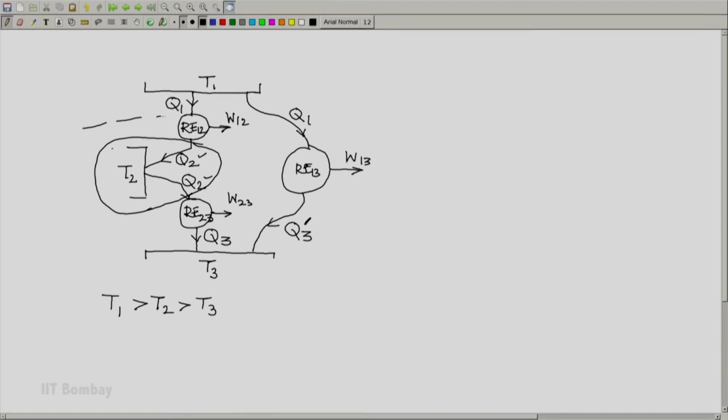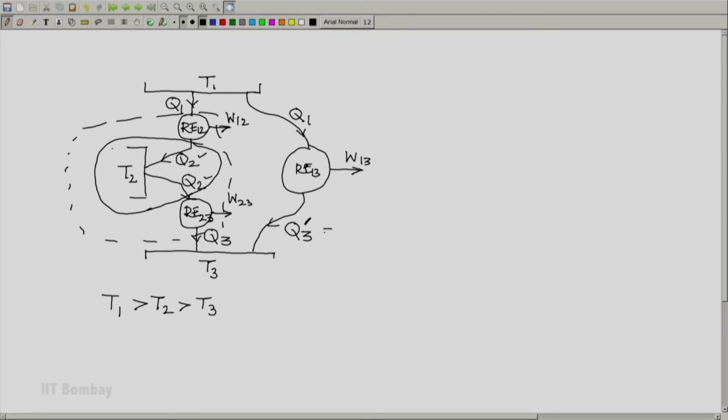That means if you consider this system which consists of RE23 and RE12 together, it is another 2T heat engine working between T1 and T3, and that means that if the two reversible heat engines, this combination and RE13, are working between the same two temperatures T1 and T3, they must have the same efficiency, and that means if they are absorbing the same amount of heat, they must be producing the same amount of work, and they must also be rejecting the same amount of heat to the reservoir at T3.